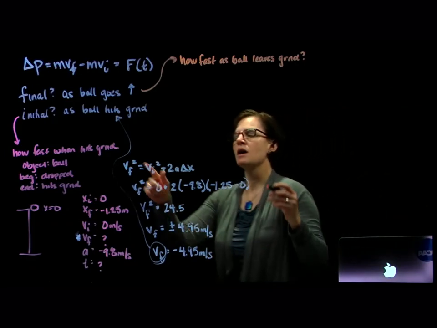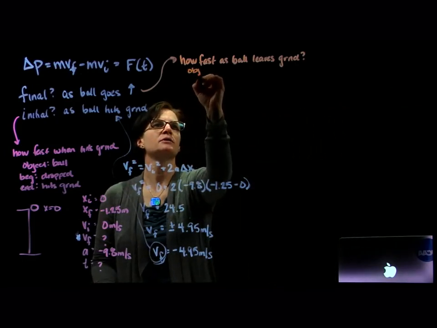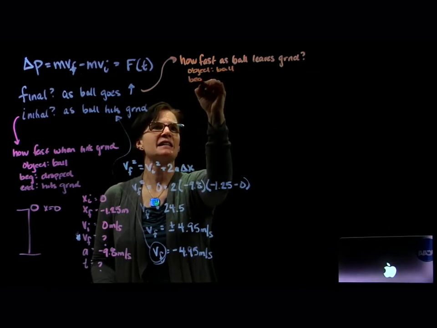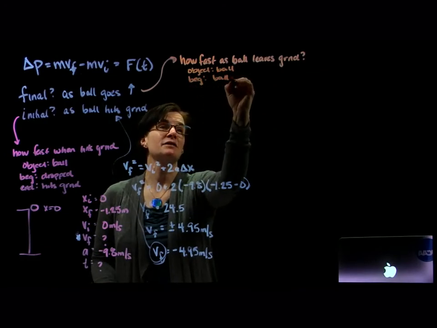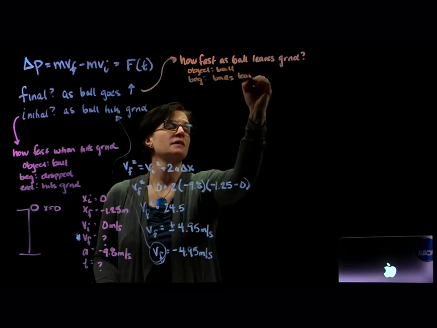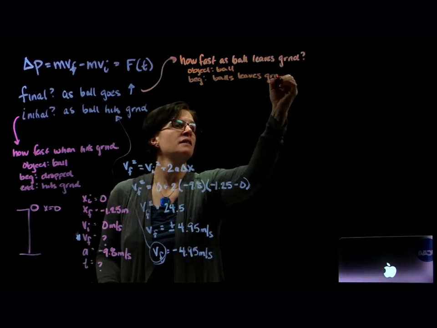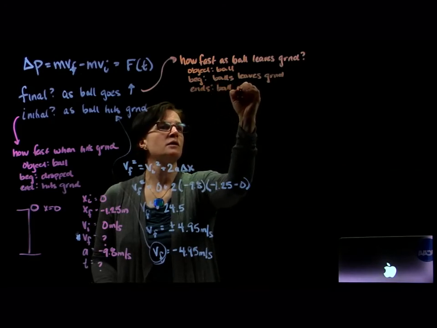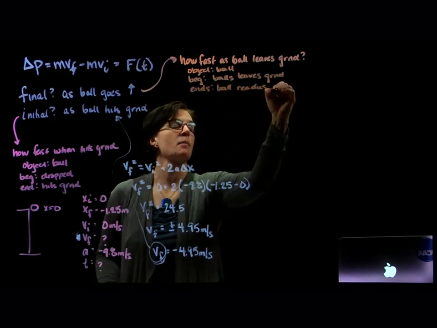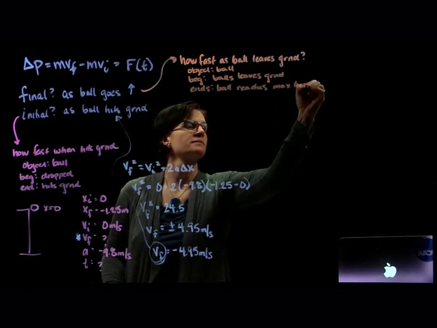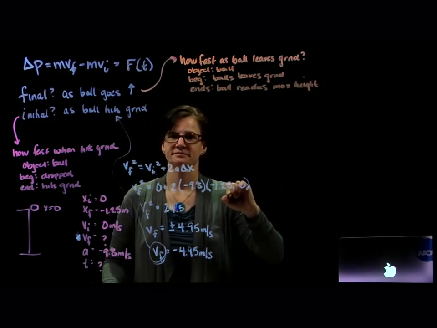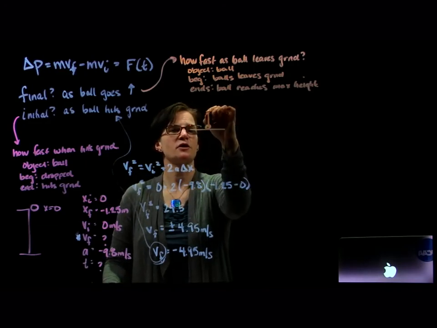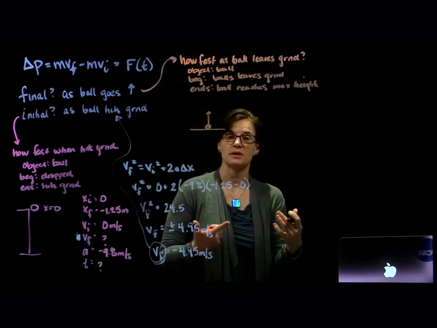Okay, so our object again is the ball. We're doing another one-dimensional motion. It begins when the ball leaves the ground, and it ends when the ball reaches the maximum height. Okay, so now we have a situation where the ball is coming off the ground, traveling up, and it's going to reach some maximum height.